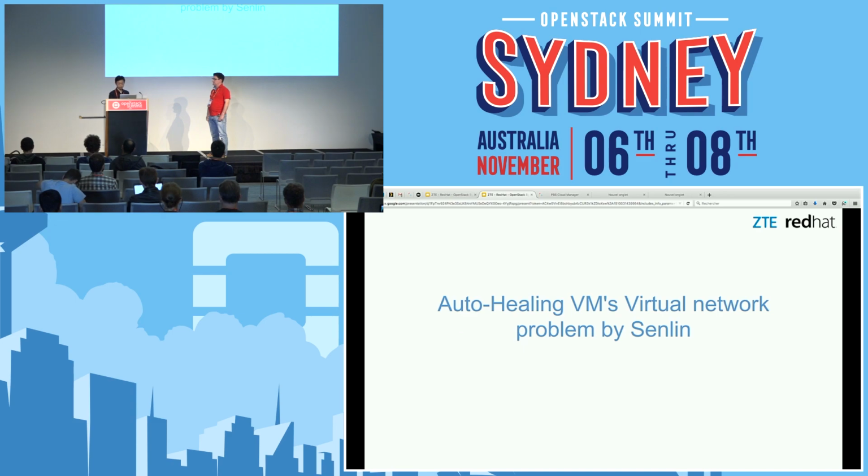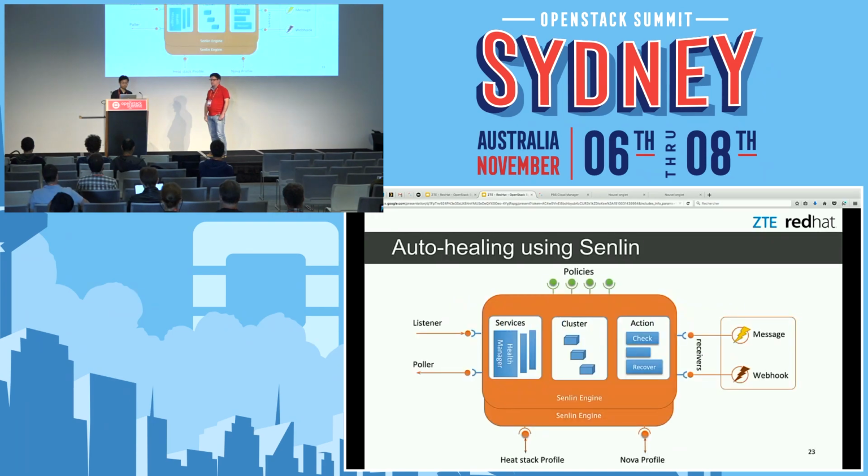After we do auto-checking and some RCA, root cause analysis, we can do auto-healing. Because Senlin can do VM management, we can do auto-healing with the Senlin project. Senlin is a cluster management project in OpenStack. You can deploy your nodes and containers with Senlin.